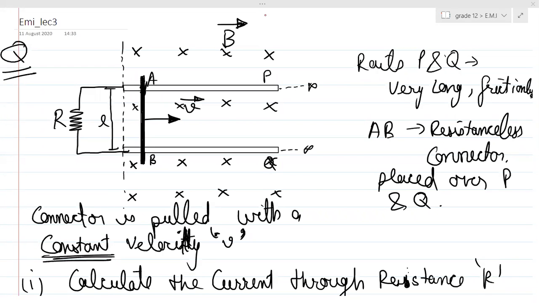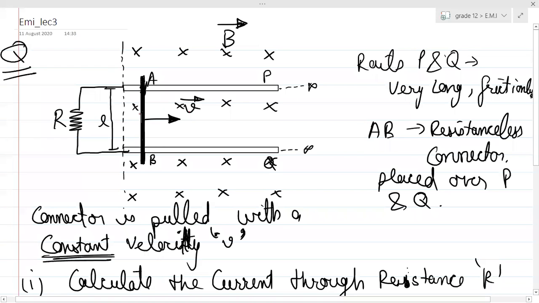When magnetic field lines are cut, an EMF will be induced. What will be the magnitude of that EMF? EMF will be equal to B into V into L, right? That will be the EMF. Due to that EMF, a current will start flowing through the loop. Can you see this loop over here, right?